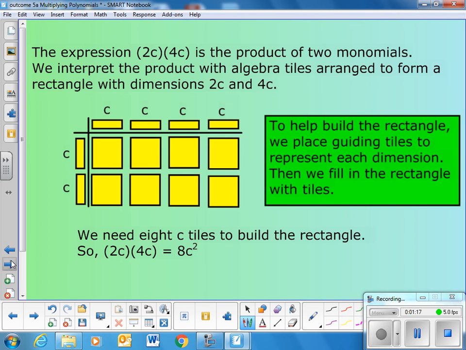We could also use algebra tiles. The expression 2c times 4c is the product of two monomials. We interpret the product with algebra tiles arranged to form a rectangle with the dimensions of 2c and 4c. So down this side is our 2c's. Across the top we have our 4c's. And to fill in the rectangle, each of those squares represents a c squared. So we have 1, 2, 3, 4, 5, 6, 7, 8 c squareds.